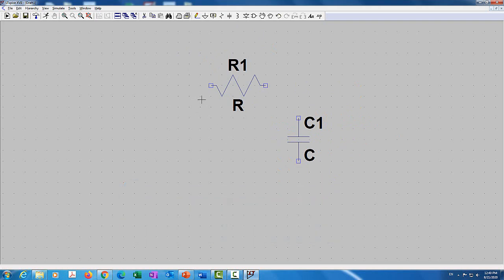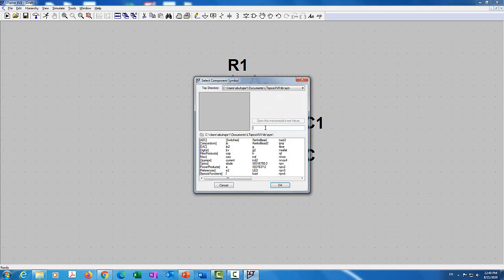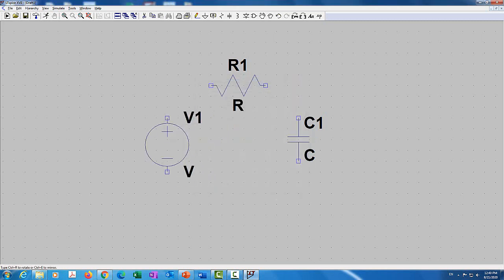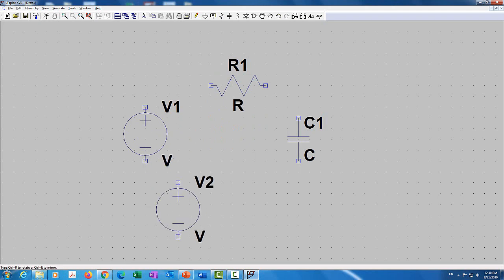And now I wanted to add an independent voltage source, so I'm gonna click on component and I'm gonna type here voltage, and then I see it highlighted here, so I'm gonna click on it, and that's basically all what I need. It's a simple RC circuit here.